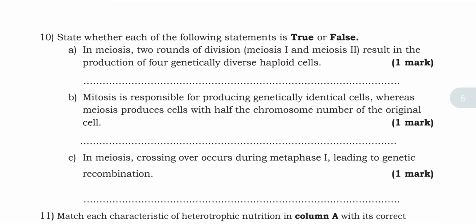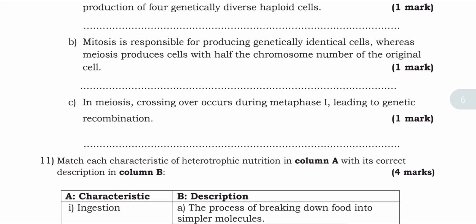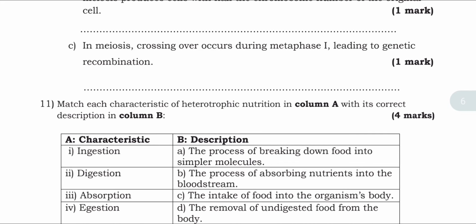Question 10. State whether each of the following statements is true or false. Meiosis involves two rounds of division, meiosis 1 and meiosis 2, resulting in the production of four genetically diverse haploid cells. Mitosis is responsible for producing genetically identical cells, whereas meiosis produces cells with half the chromosome number of the original cell. In meiosis, crossing over occurs during metaphase 1, leading to genetic recombination, and you have to answer accordingly.